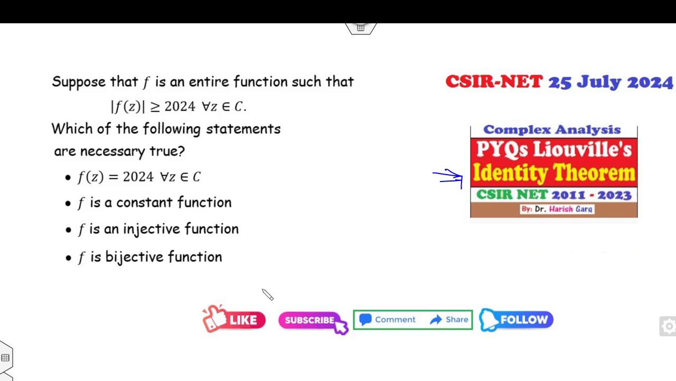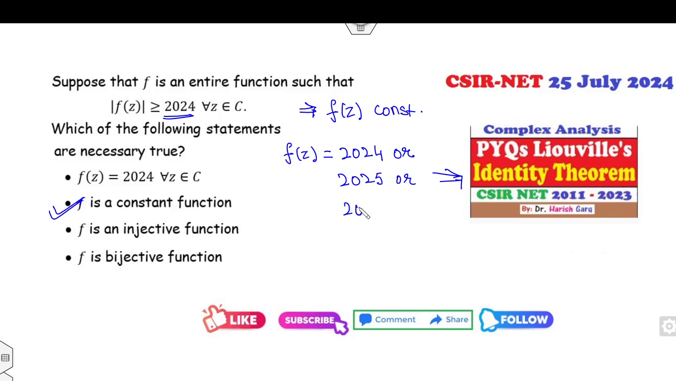Again, instead of this 10, it is given as 2024. So what does it imply? That means f of z is constant. So the B option is the correct option. Now, can f of z be 2024? Remember, it is a constant, so it can be 2024, or 2025, or 2047, or any number. But the statement says it is necessary, so this option is cancelled out.